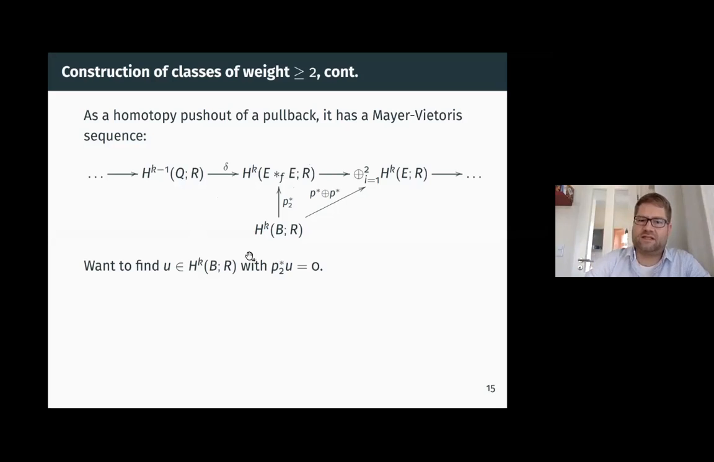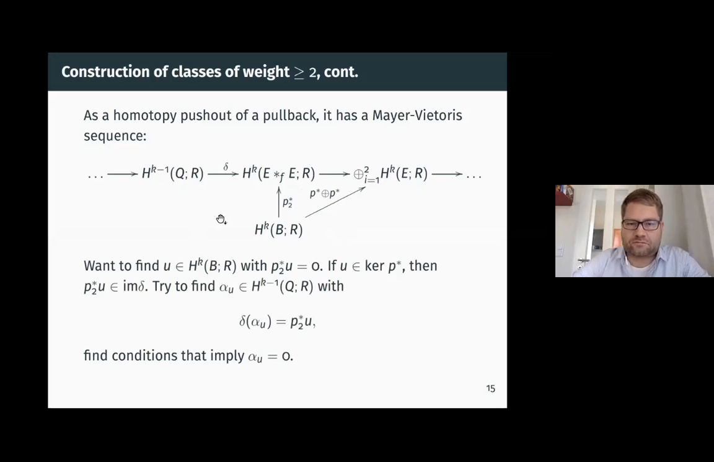So we want to find classes which pull back to 0. And we know that if we have classes which already lie in the kernel here, they lie in the image of the connecting homomorphism. And so what we then want is to find a pre-image under the connecting homomorphism. So we want to find some alpha u in this cohomology group, which maps to the pullback of this class under the connecting homomorphism. And if we then can show that this class alpha u is already vanishing, then of course we know that the pullback is vanishing, and then we know the class has weight 2.